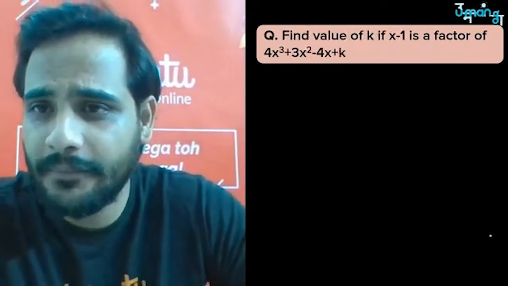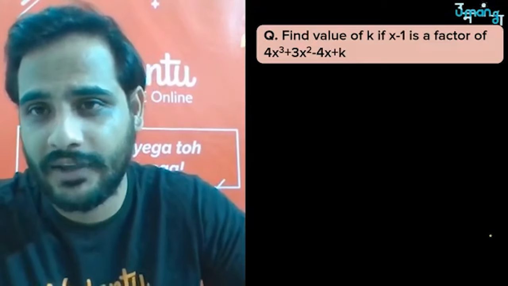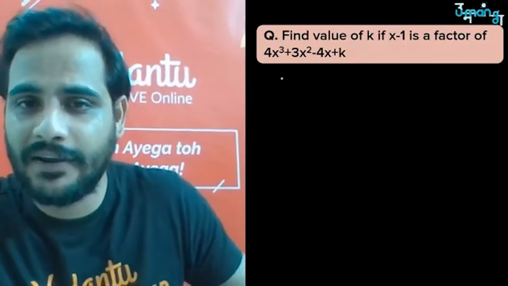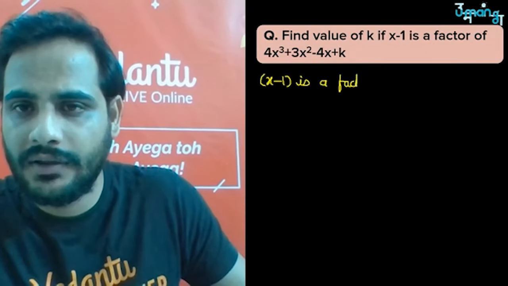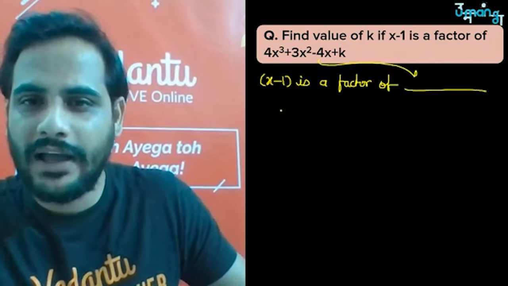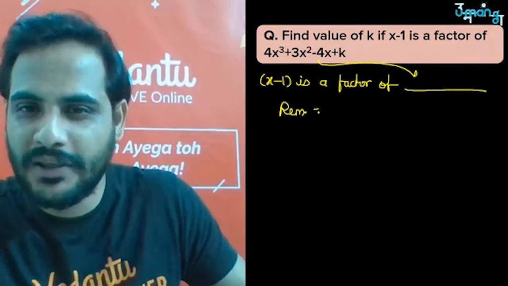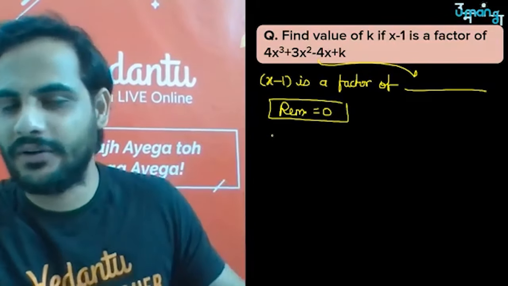Find the value of k if x minus 1 is a factor of 4x cube plus 3x square minus 4x plus k. Now they have already told that x minus 1 is a factor of this part. Okay. So I know in this case remainder must be equal to 0. So let us make remainder 0 and find out the value of k.